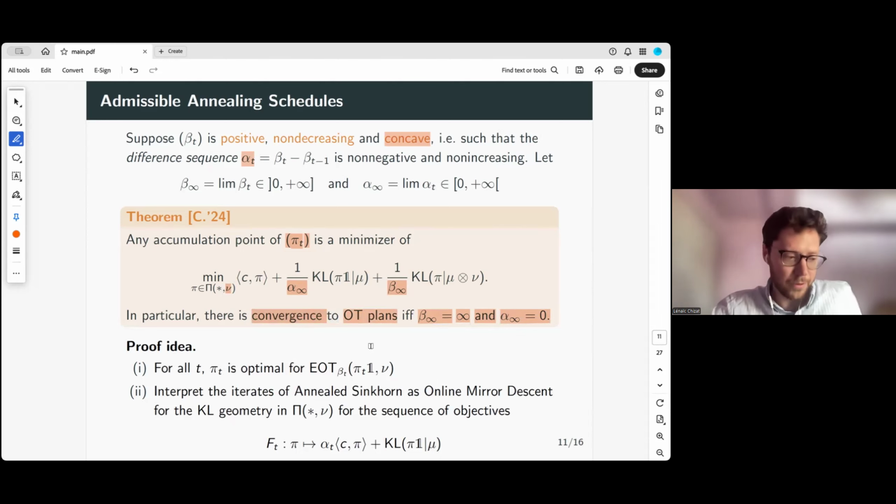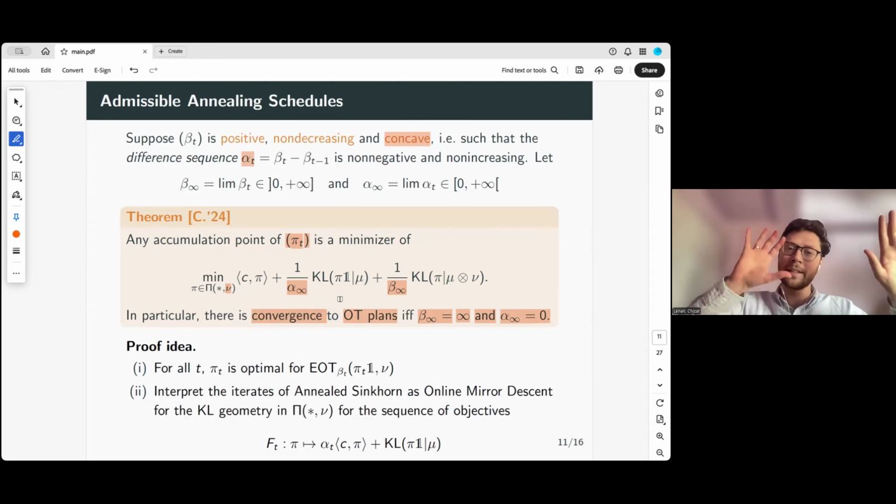So I will give a quick idea of the proof, perhaps to explain why we get this relaxation effect due to annealing the Sinkhorn algorithm. As I mentioned earlier, any plan of the form diagonal A, K, diagonal B is a solution of entropic optimal transport between its marginals, for the temperature corresponding to the kernel you have. So at each iteration, you know that your iterate is optimal for some entropic optimal transport problem with the current temperature, and with the current marginals.